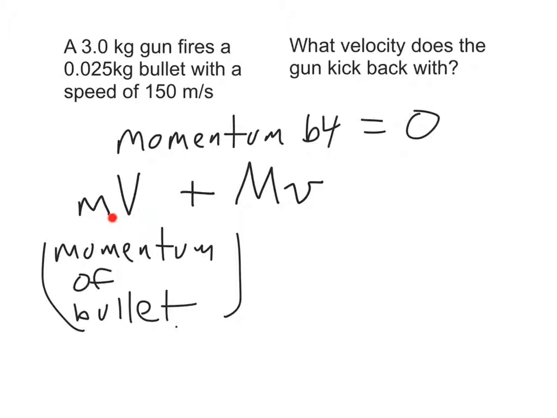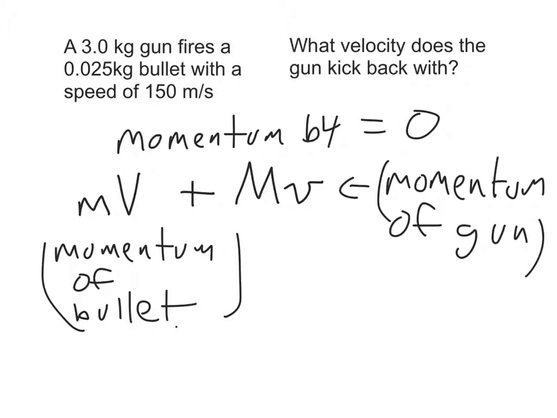The velocity of the bullet is big, so I've represented it with a big V, and the velocity of the gun is going to be relatively small, and I've represented it with a small v. And so this is the momentum of the bullet over here, and this is going to be the momentum of the gun. So these two together, the momentum of the bullet plus the momentum of the gun, that's going to be the total momentum after the collision. Or I'm sorry, after the gun is fired. So this is the total momentum.